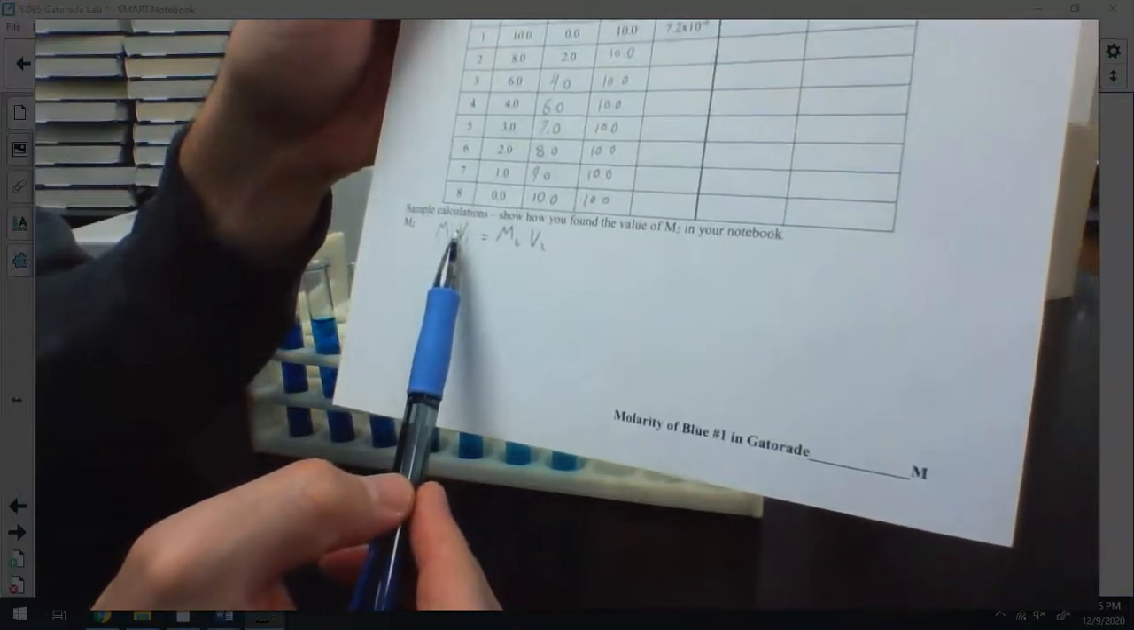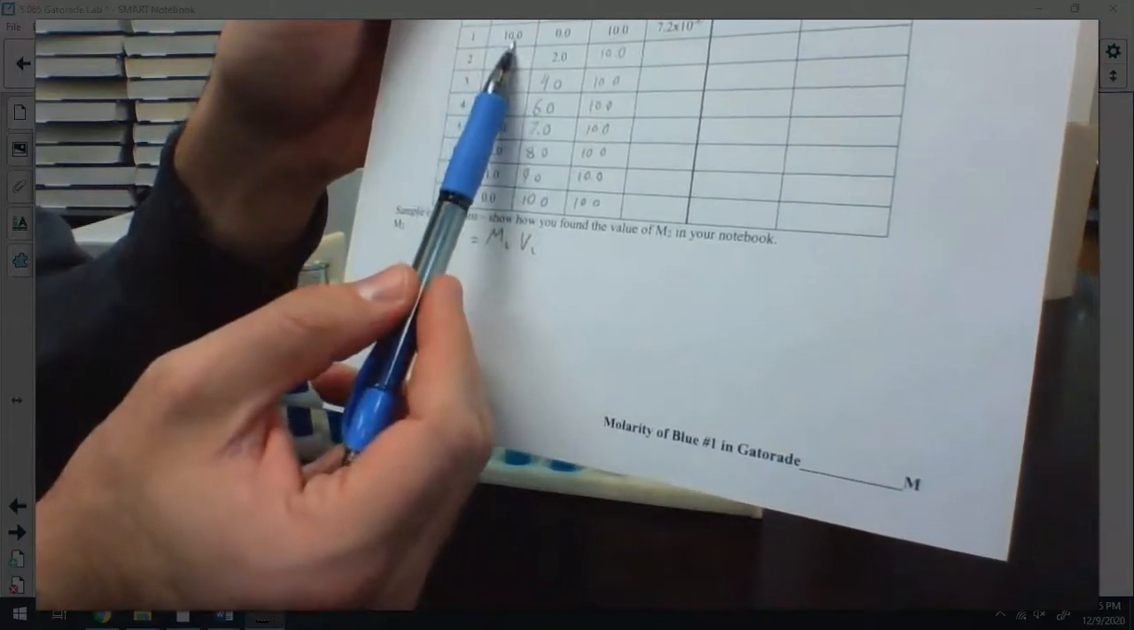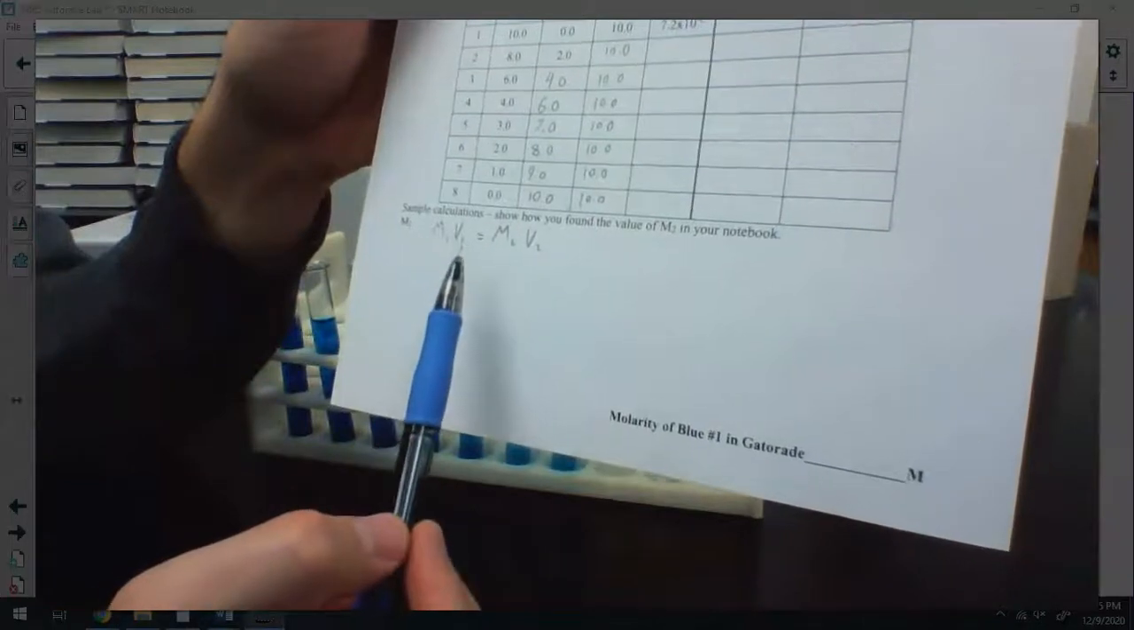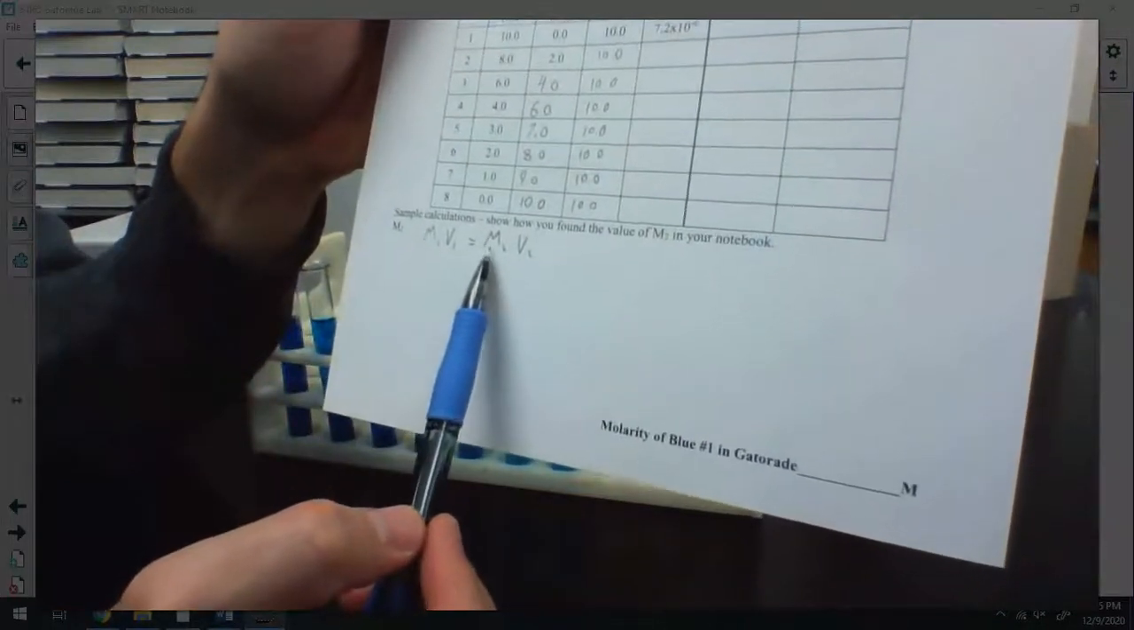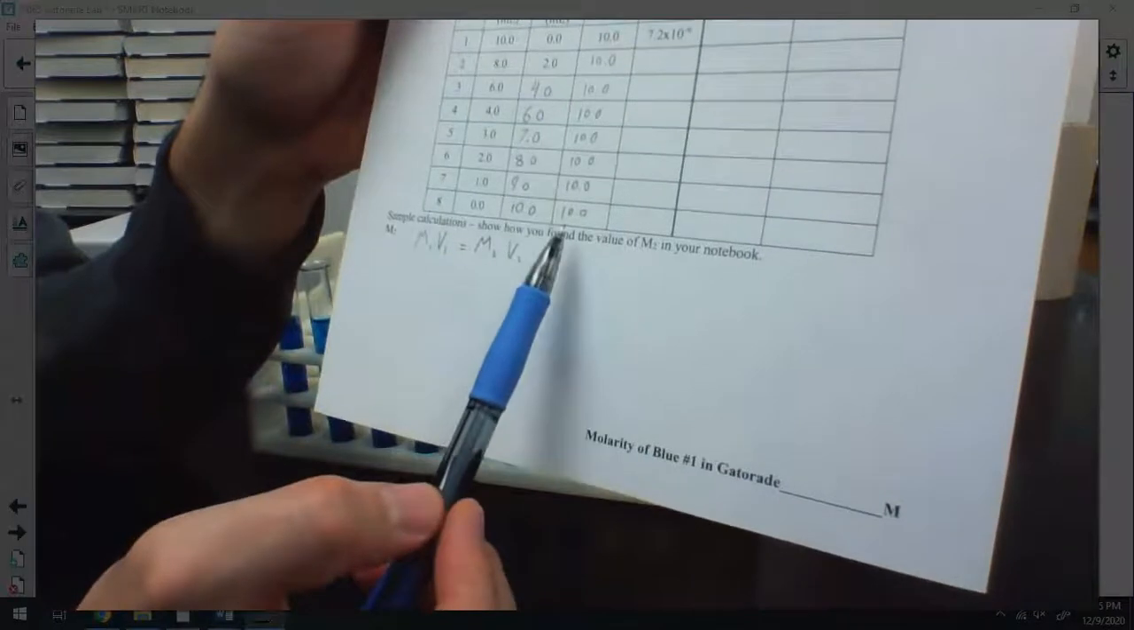Okay. Now, the volume, again, changes. 10 milliliters up here, 0 milliliters down here. It just depends upon which one you're doing. M2 is what we're trying to solve for. V2 is always 10.